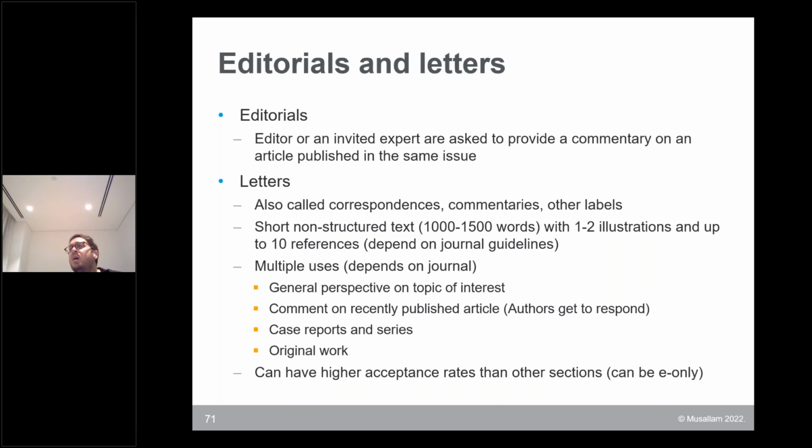But sometimes letters, the journals tell you can put anything in them. The only thing is that they're very short. You're allowed 1,000 words, maybe one figure or table, but you can put a full research study in them. It's just one block of text. You don't need to divide it in sections, intro, methods, but you write them like that. You write the background, methods, results, discussion, but very brief, the concise description of your work.